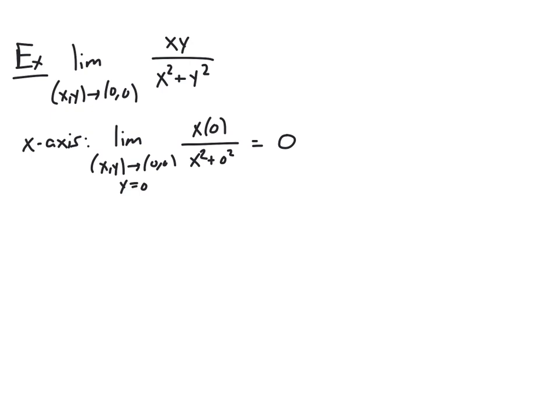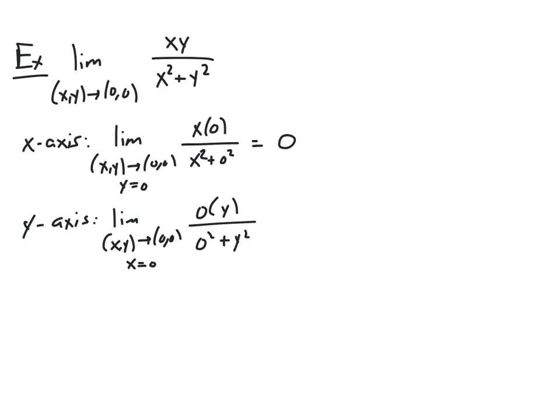Now, we'll go ahead and do the y-axis as well, but if you think about it for a little bit, you'll notice the exact same thing is going to happen because of the product of x and y in the numerator. If we approach from the line x equals 0, we're going to have 0 times y in that numerator over 0 squared plus y squared. And again, we're going to have a value of 0.